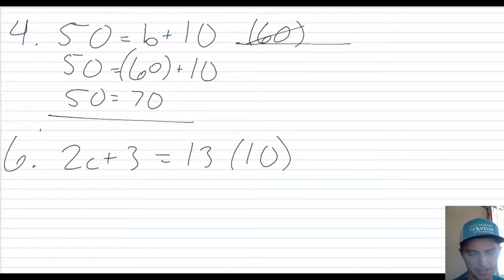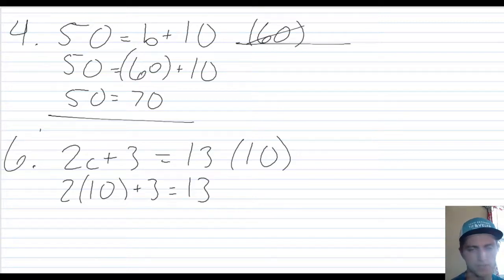2c plus 3 equals 16. Is 10 a solution? Replace that c with a 10. 2 times 10, plus 3, equals 13? What do we do first? PEMDAS, no parentheses, well, technically parentheses, exponents, multiplication, division. Those parentheses act as multiplication. 2 times 10 is 20. Rewrite everything we didn't use.